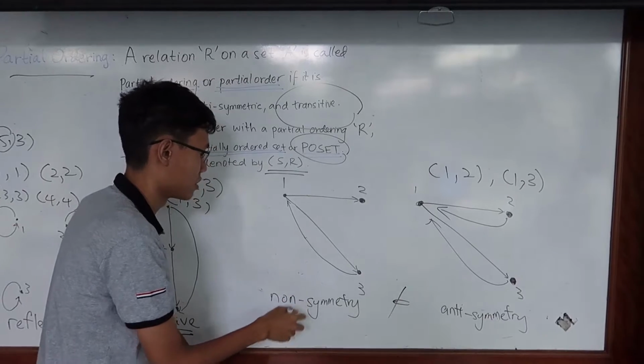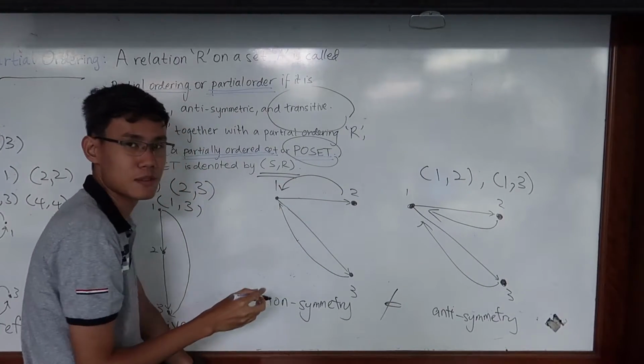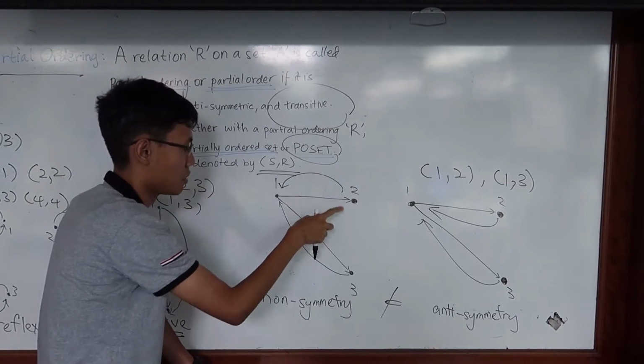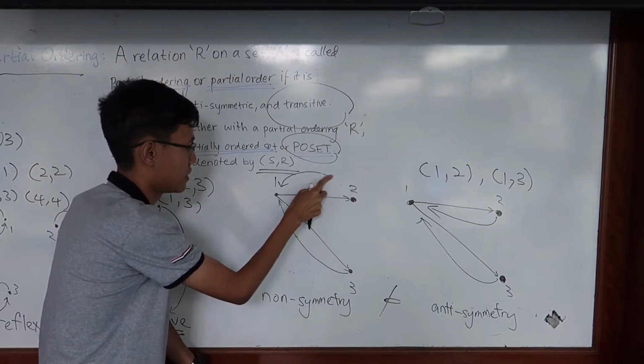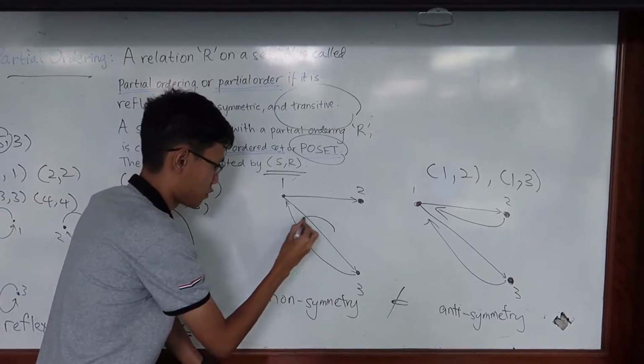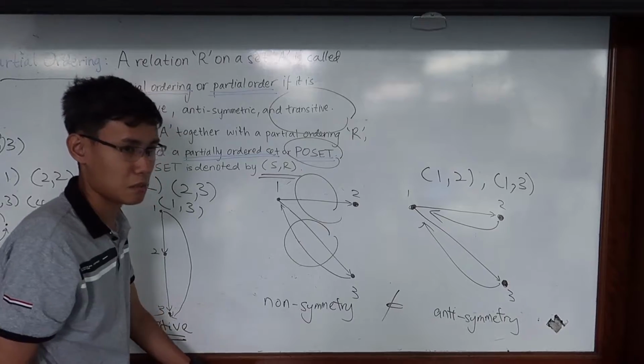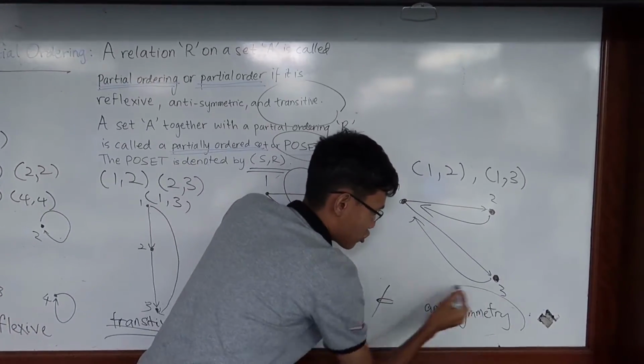Because for symmetry, a symmetric graph is like this. It's equal and it's equal. But for a non-symmetric case, the diagram could be like this. It has 2 on one side, but there is only 1 at one side. But this is not considered as antisymmetry.